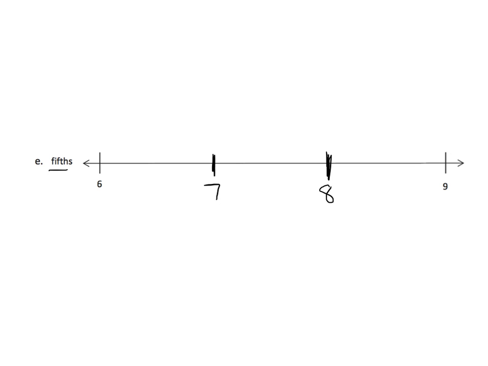So the interval from 6 to 7 needs to be cut into 5 pieces. 1, 2, 3, 4, 5. And then the interval from 7 to 8 needs to be cut into 5 pieces. 1, 2, 3, 4, 5.